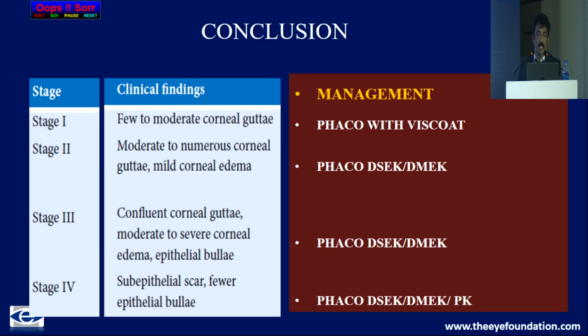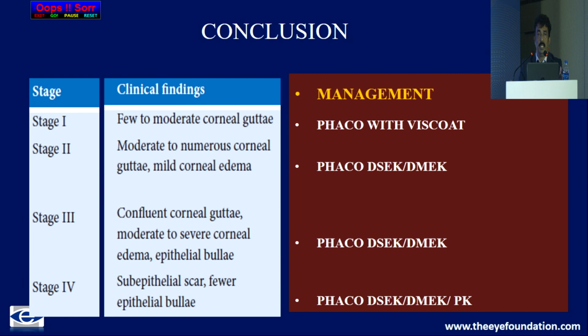So we have to identify the stage of Fuchs, and if it is stage 1 and the patient has cataract, you can go ahead and do a phaco with the viscoat. If it is stage 2 and stage 3, you can do phaco with the DSEK or DMEK. And my preferred technique is DSEK.